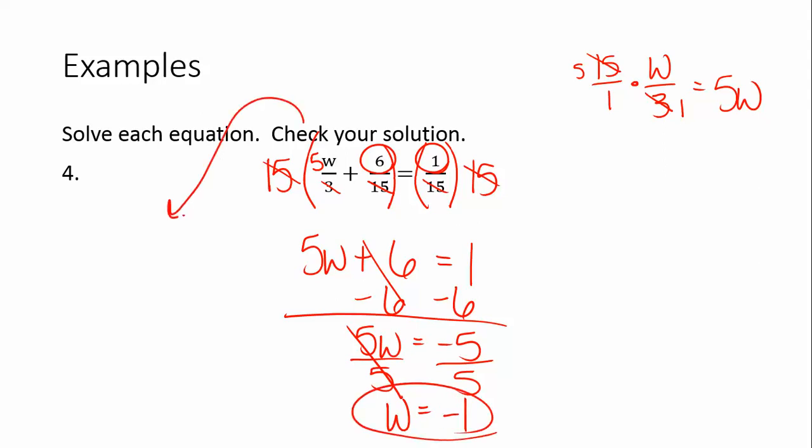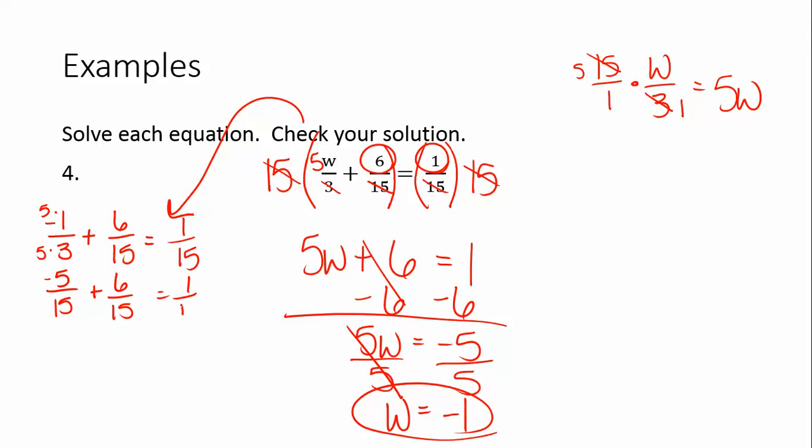For our check, I'll do it over here on the left. -1 over 3 plus 6 over 15 equals 1 over 15. So I need a common denominator, so multiply top and bottom by 5. That's -5 over 15 plus 6/15. -5 plus 6 is 1, so we get 1/15 equal to 1/15. So that's correct, which means our answer of -1 is also correct.